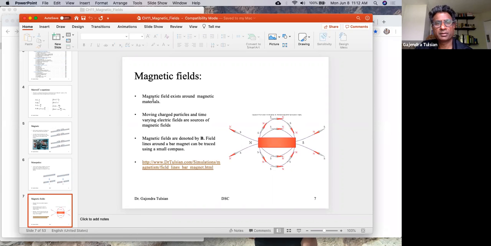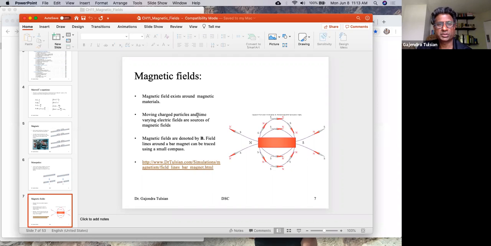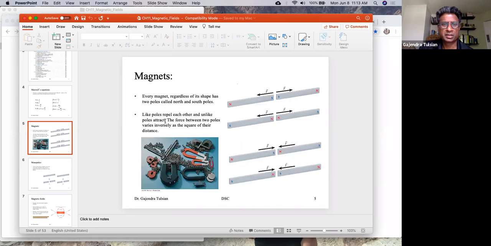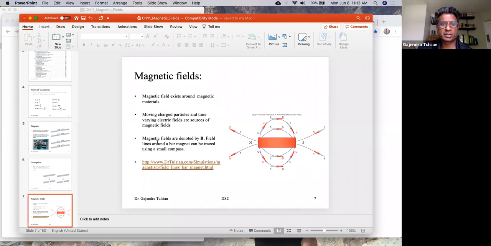So that's what we're saying here. Magnetic fields exist around a magnetic material. So here's a magnetic material, and magnetic fields exist around this. So this was one of the things we mentioned. Moving charged particles and time-varying electric fields are sources of magnetic fields. So what this bullet point is saying is the following: moving charges and time-varying electric fields are sources of magnetic fields. So that's what we are saying here.